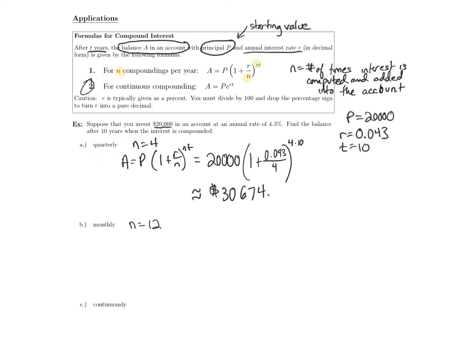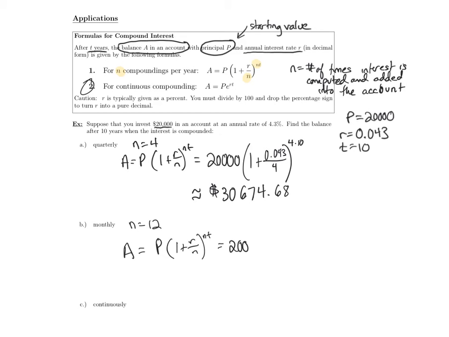Now, I just want to point out that anything beyond the $20,000 that we started with is interest. So we've earned about $10,674 in interest over the course of these 10 years because 4.3 is a pretty good interest rate. We started with a lot of money. Now, this is not going to be dramatically different when we change how often we compound, but we will find that as we compound more often, we do get a little bit more money earned in interest.